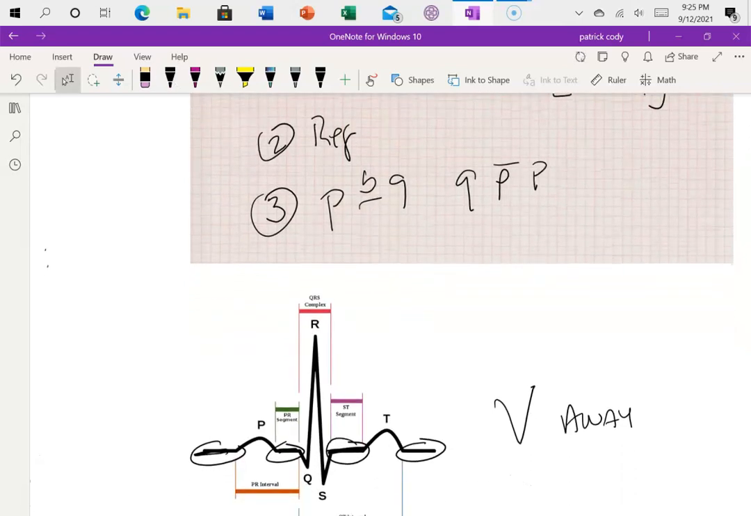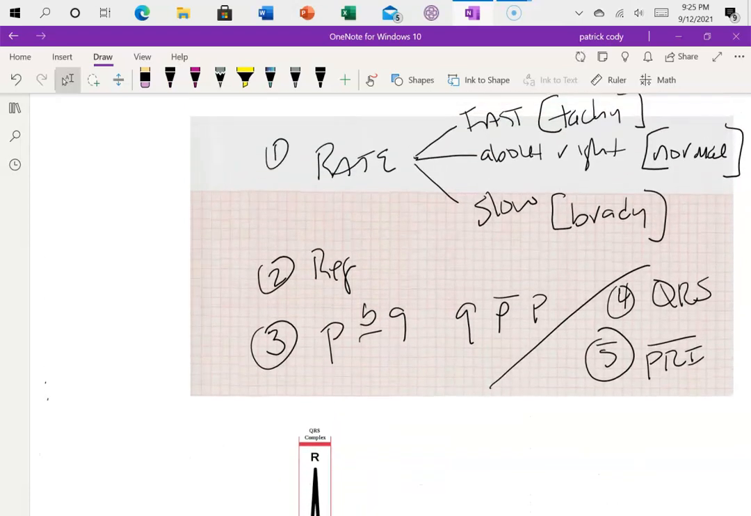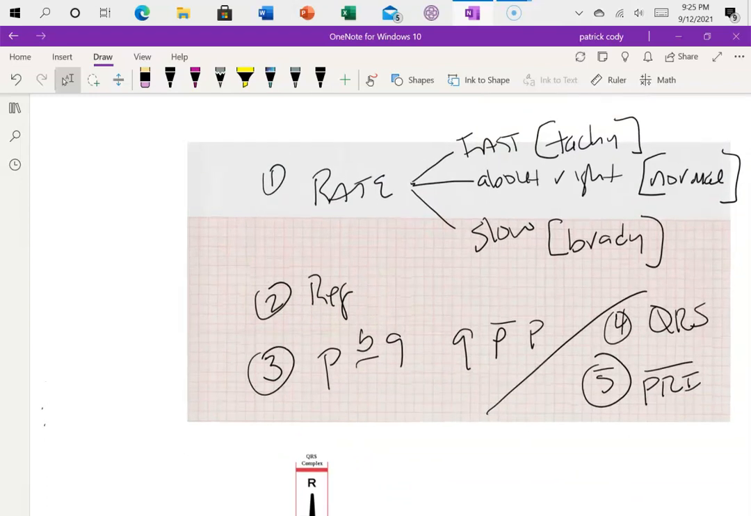And then I want to know a couple other things. I want to know, what's the size of the QRS? Is it narrow, is it wide? And I want to know about my P waves. Are they there? Are they discernible? And what does my PR interval look like? Okay, so I want us to get in the habit of asking ourselves these questions every time we look at a rhythm.